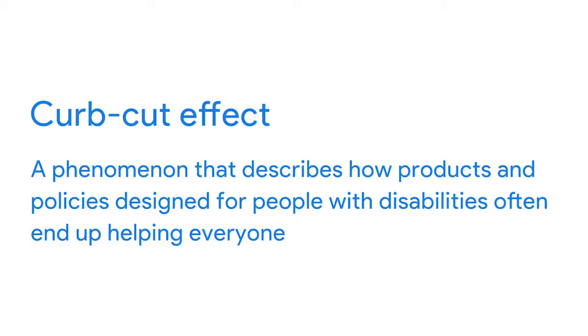Curb cuts have become such a popular example of designing for accessibility that there's now a whole concept named after it. The curb cut effect is a phenomenon that describes how products and policies designed for people with disabilities often end up helping everyone. Let's check out some more examples of this effect.